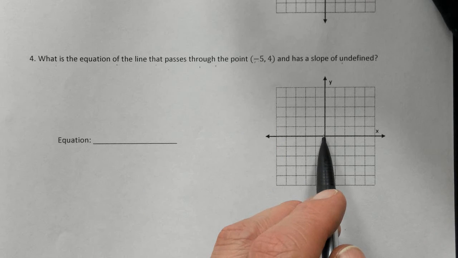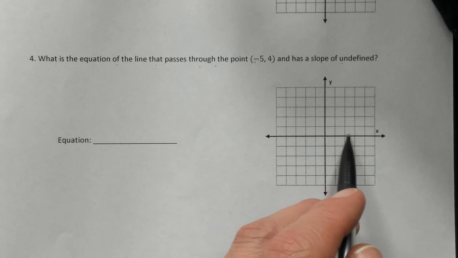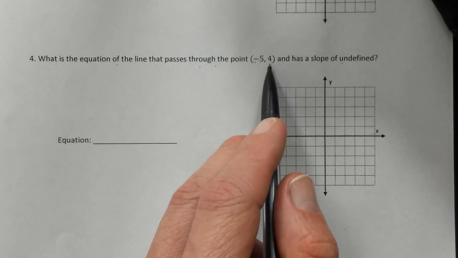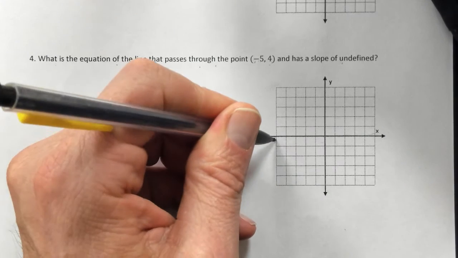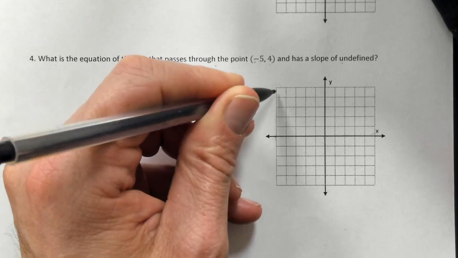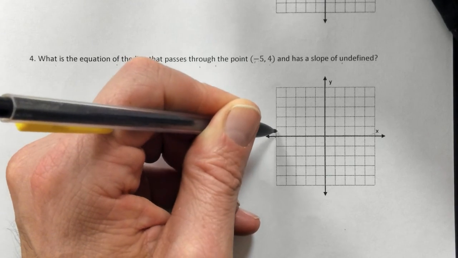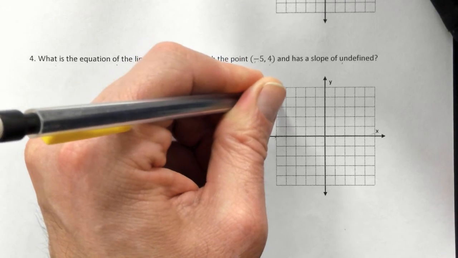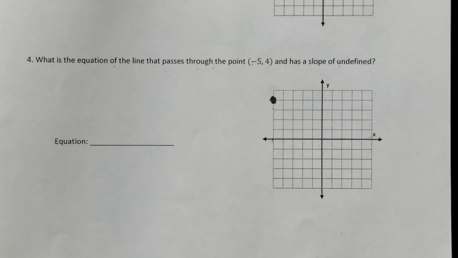All right, so that means we're going to the left. So positive is to the right, negative is to the left. So I'm going to go -5. Then we have our y-coordinate, which is 4. So on the y-coordinate, up is positive, down is negative. So +4 will be up by 1, 2, 3, and 4. All right, so now we have our point on the graph.